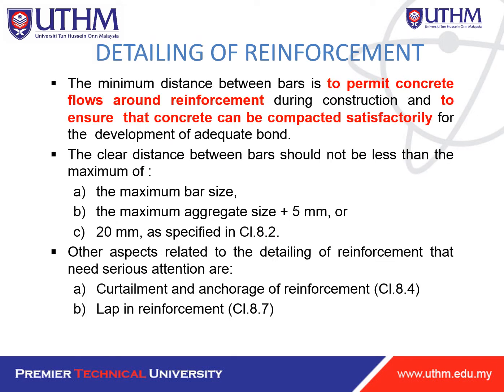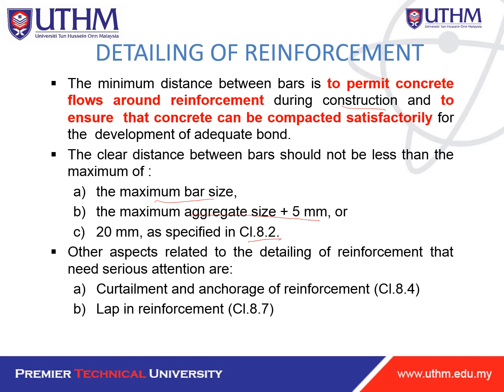Okay, so after we calculate all of that and we determine all the dimensions, we will proceed with the detailing of reinforcement. So the minimum distance between the bars is to permit the concrete to flow around the reinforcement. Okay, so the bars cannot be too congested, or else the concrete cannot flow when pouring into the formwork during the construction, and to ensure that the concrete can be compacted satisfactorily for the development of adequate bond. So the clear distance between the bars should not be less than the maximum of the bar size, and then the maximum of aggregate size plus 5 mm. Let's say your aggregate is 15 mm, so it must be at least 20 mm, as specified in clause 8.2.